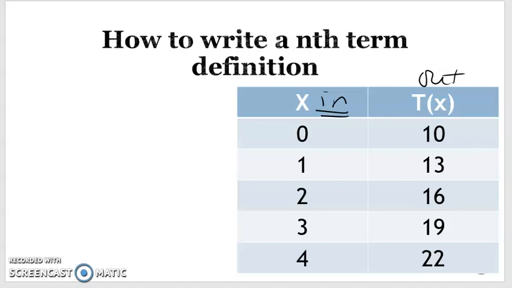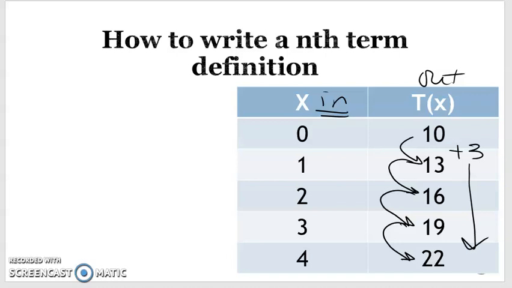Now, when we look at this, we see our inputs go by 1, and we look at our outputs, and we notice we go from 10 to 13, 13 to 16, 16 to 19, and 19 to 22. So take a moment and think about this. How are you getting from 10 to 13 that you can also do to get from 13 to 16, 16 to 19, and 19 to 22? Hopefully at this point you are recognizing that you are adding 3 every time.